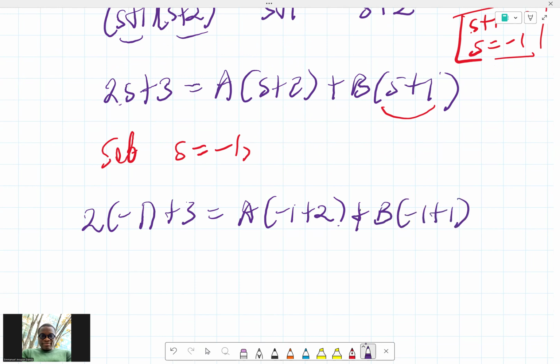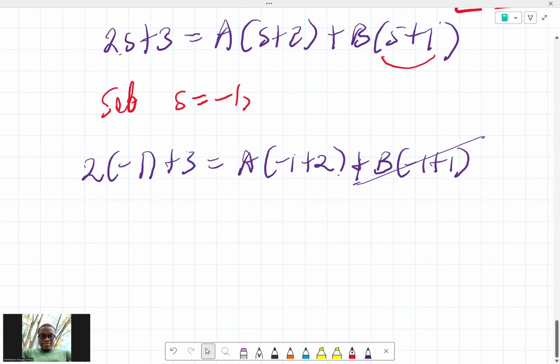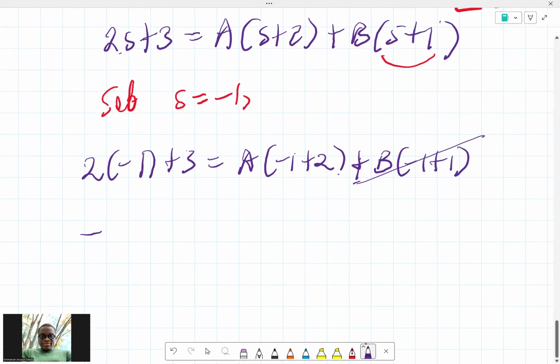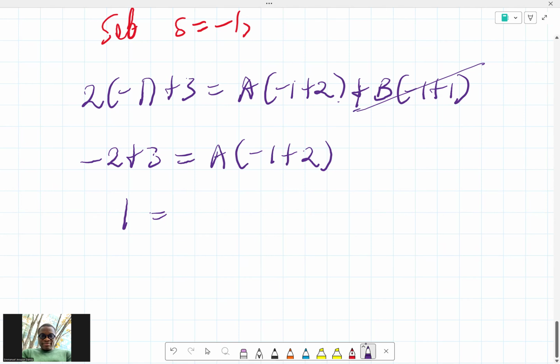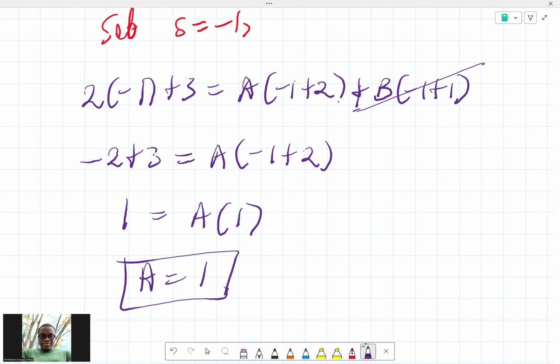Minus 1 plus 1 is 0. So B times 0 is gone. So we have 2 times minus 1, we have minus 2 plus 3 equals A into minus 1 plus 2. Okay. So minus 2 plus 3 is 1. Then A into minus 1 plus 2 is also 1. So A is simply 1. Easy peasy. So A is 1.